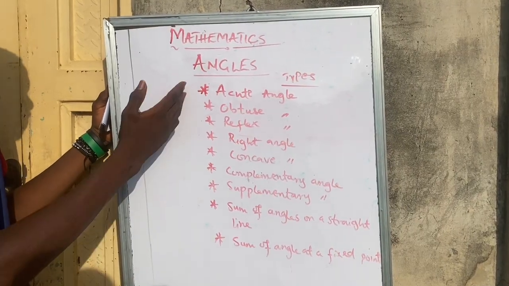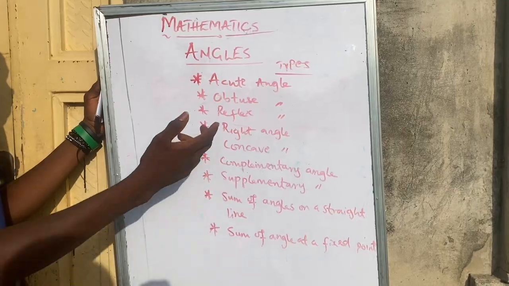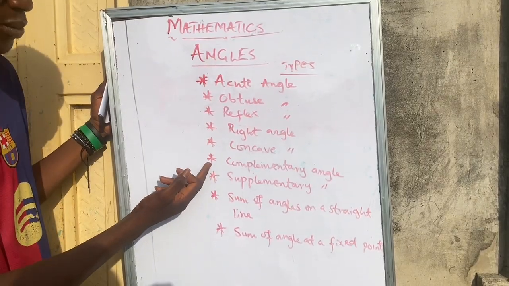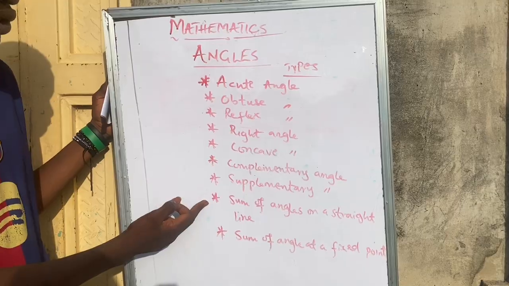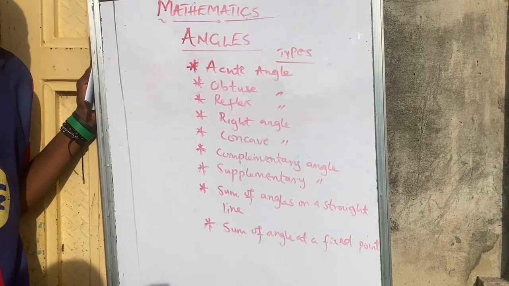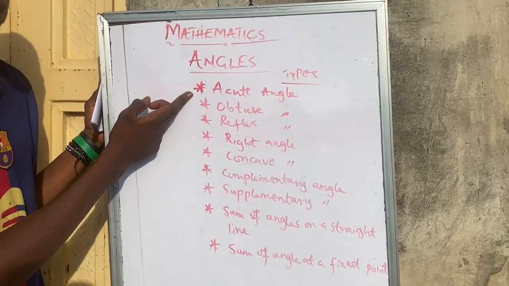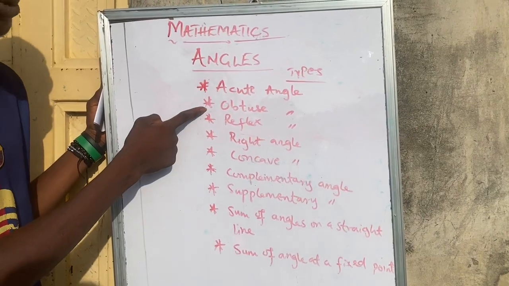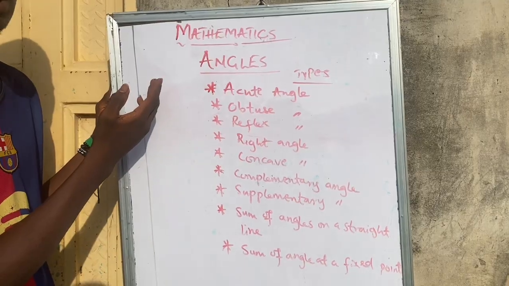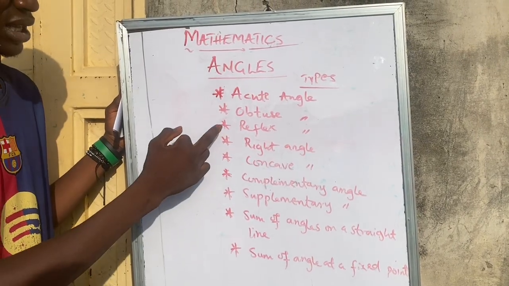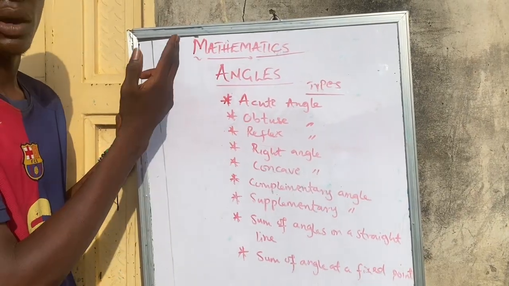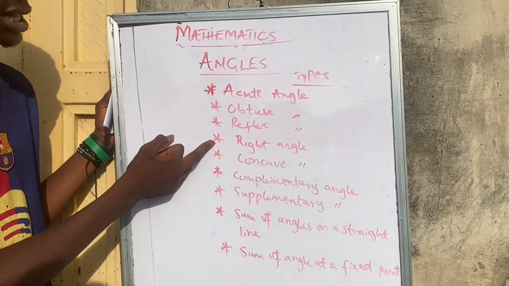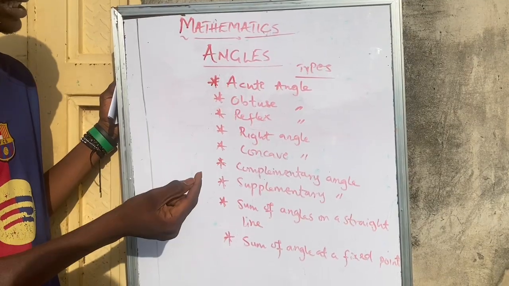Defining these types of angles that we have: the acute angle, the obtuse angle, the reflex angle, the right angle, the concave angle, complementary angle, supplementary angle, sum of angles on a straight line, and sum of angles at a fixed point. Now, what is an acute angle? An acute angle is an angle that is less than 90 degrees. An obtuse angle is an angle that is more than 90 degrees, but less than 180 degrees. A reflex angle is an angle that is more than 180 degrees, but less than 360 degrees. The right angle is an angle that is exactly 90 degrees.